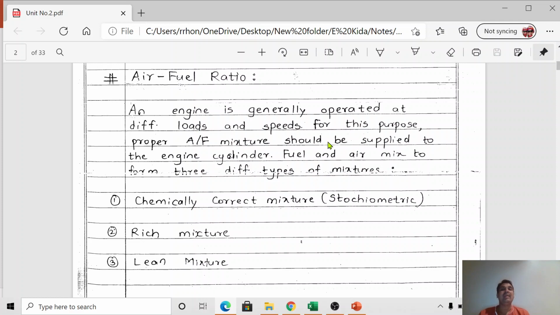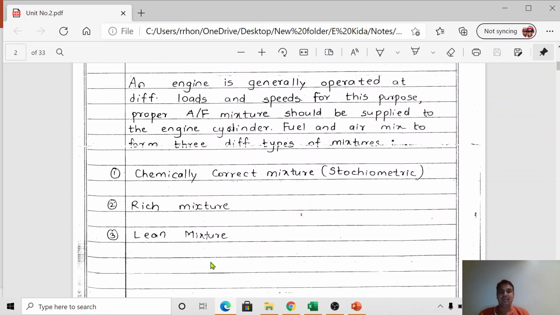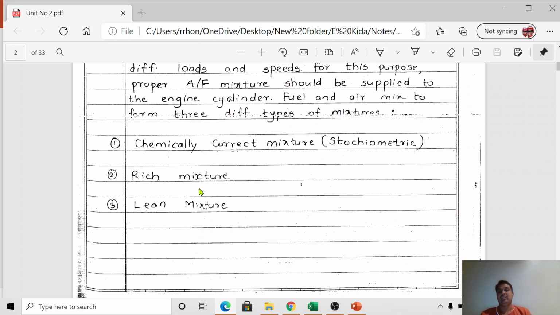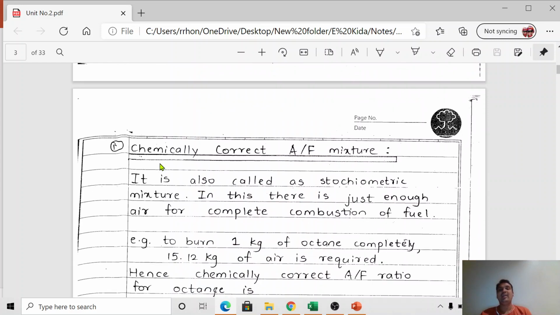This only happens because of the carburetor, which supplies these three different mixtures to the engine cylinder. Now here we are going to understand thoroughly the meaning of these different types of air fuel mixture. Okay, one by one we'll understand. So we start with the first one, that is the chemically correct air fuel mixture.